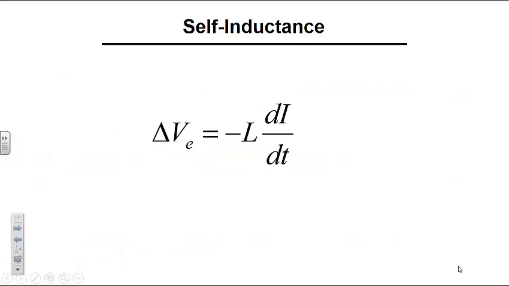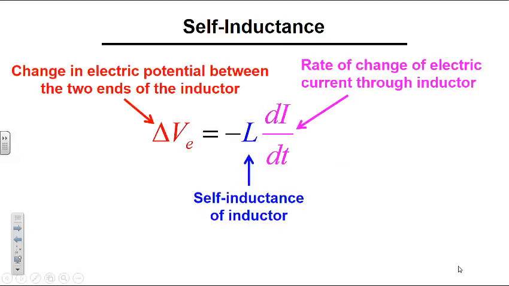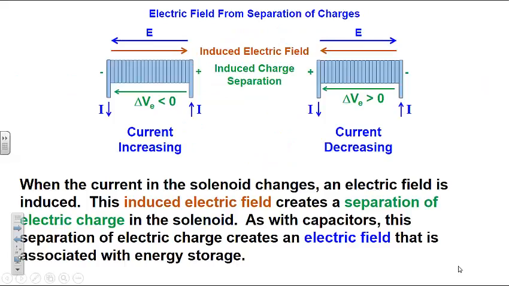This is the equation for self-inductance. It depends upon the rate of change of the current flowing through the inductor and the change in electric potential between the two ends of the conductor. Let's focus on a perfect solenoid as our example for understanding self-inductance. When the current in the solenoid changes, an electric field is induced. This induced electric field creates a separation of electric charge in the solenoid. As with capacitors, this separation of electric charge creates an electric field that can be associated with energy storage.